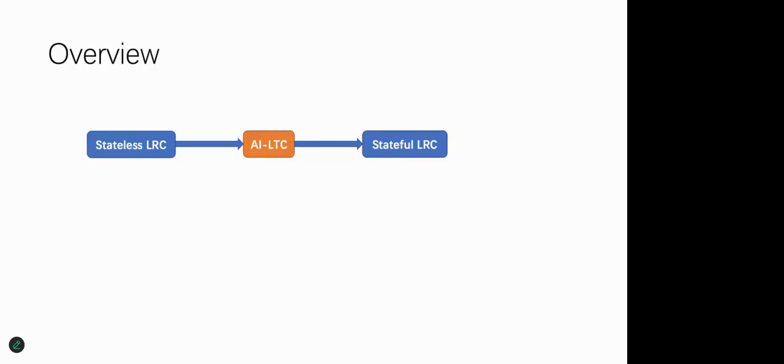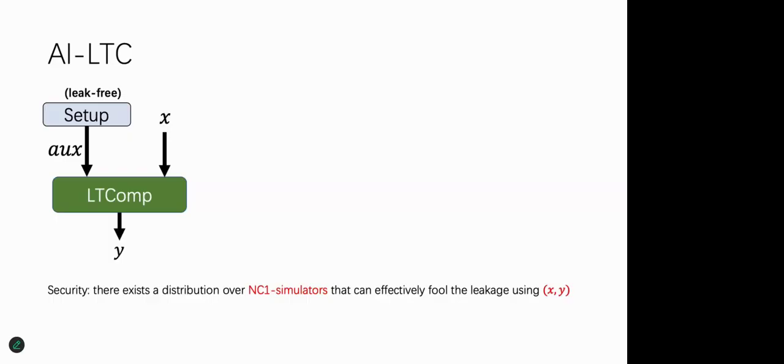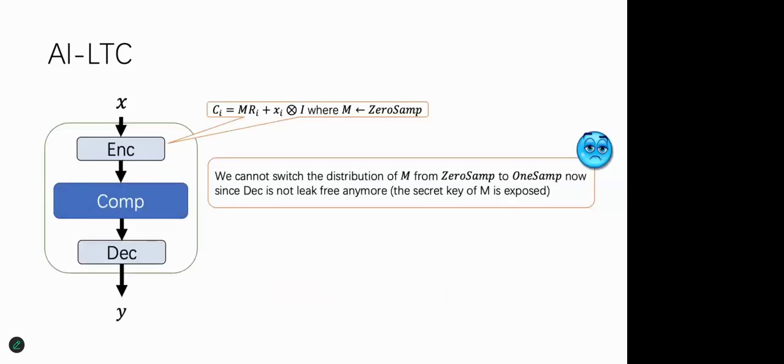We now show how to convert our stateless LRC into the AILTC. In the AILTC, there is a leak-free setup that outputs an auxiliary input. The computation algorithm, on input the auxiliary input and the external input X, will compute a correct value of the output, which is denoted by Y here. Its security holds if there exists a distribution over NC1 simulators that can fool the leakage using only X and Y.